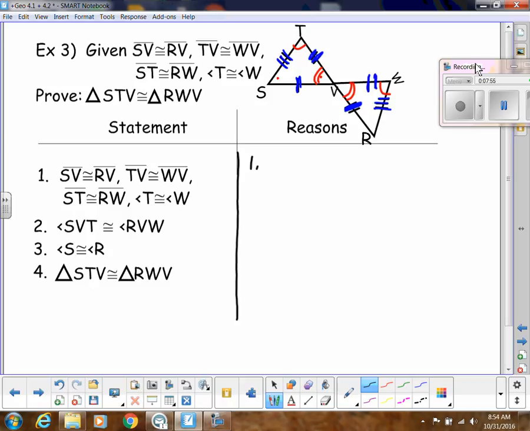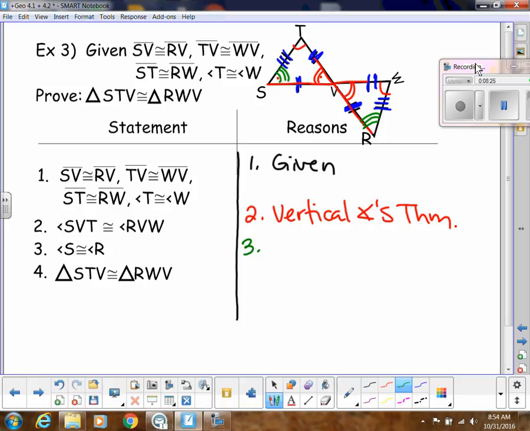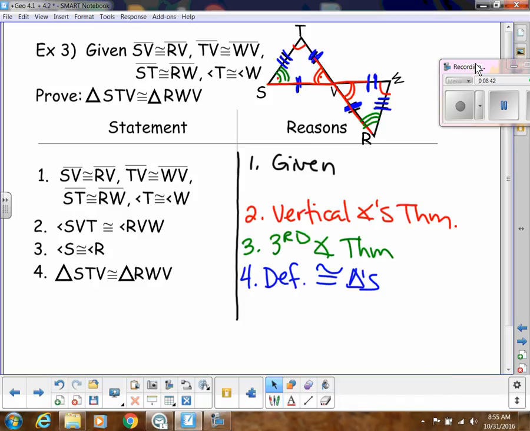So all of that stuff in the beginning is given. And then angle SVT, okay, so when you use three letters, trace it out. SVT is congruent to RVW. All right, so that's because of the vertical angles theorem. And now that I have two angles congruent in both triangles, I can use that third angle theorem to show that those last ones are congruent. So this is a handy use of the third angle theorem. And now I can say that these two triangles are congruent because that's the definition of congruent triangles, when all sides and all angles are congruent.